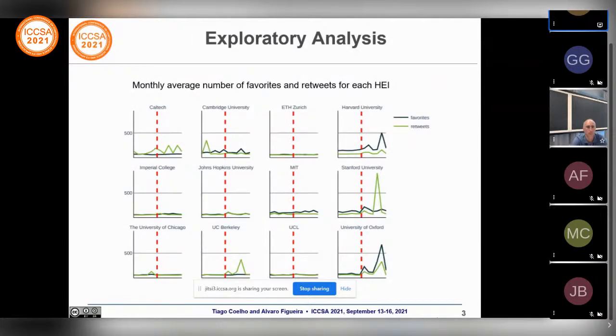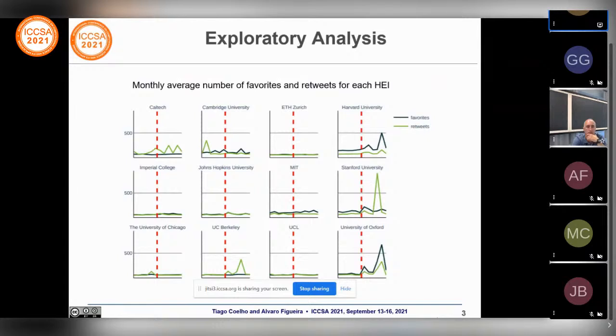We started with exploratory data analysis, where we were able to determine some interesting characteristics regarding the data set and the institutions specifically. For example, if we observe the monthly average number of favorites and retweets for each HEI, we can observe that the average number of favorites and retweets usually share the same behavior, one increasing and decreasing with the other, because of their high correlation.